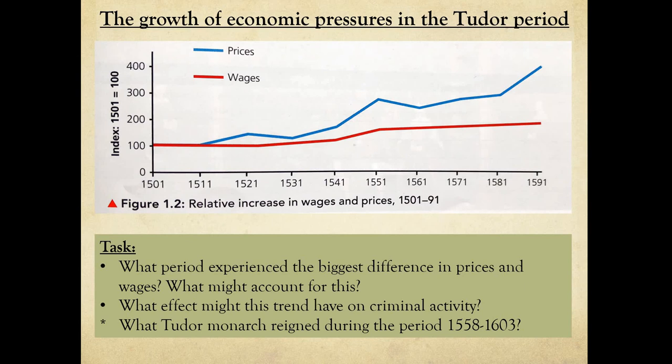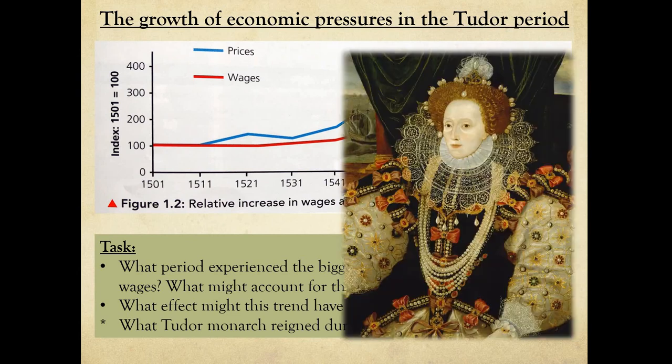And do you know which Tudor monarch actually reigned from 1558 to 1603? So have a little go at that, maybe Google it, and pause the screen and answer some questions. So hopefully you've done that now, and you've worked out that actually Elizabeth I was the monarch that reigned the longest during the Tudor time. She reigned for around 45 years, and she was the longest reigning and some argue most successful monarch of the Tudor period, but there were massive economic pressures during her time as well.